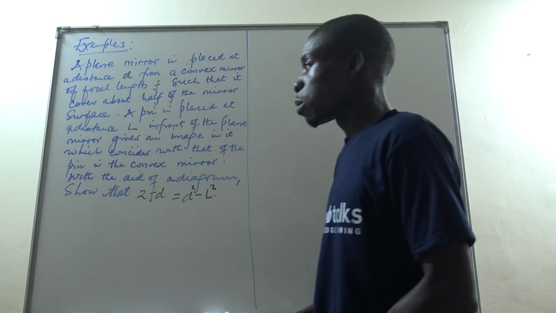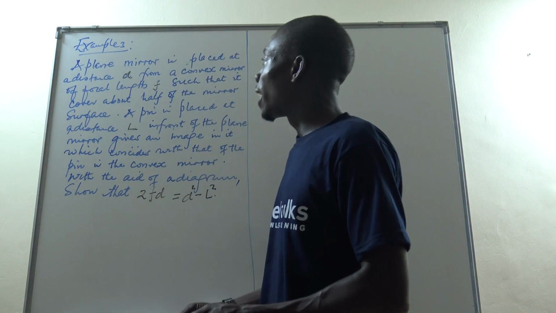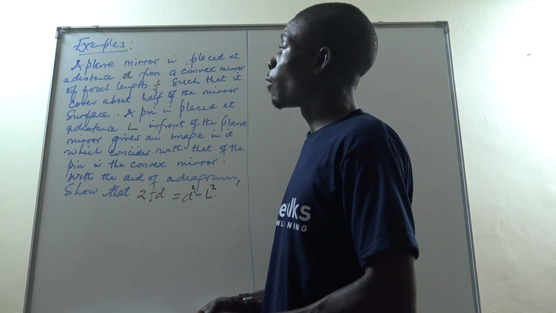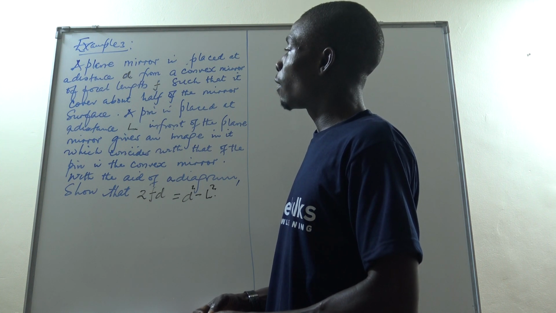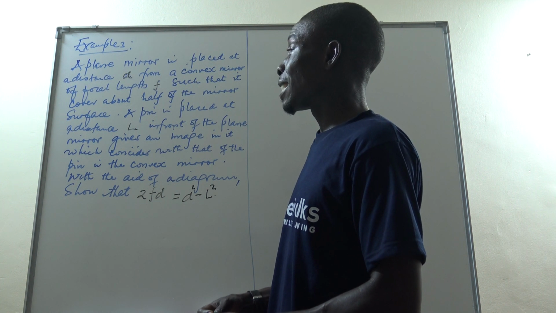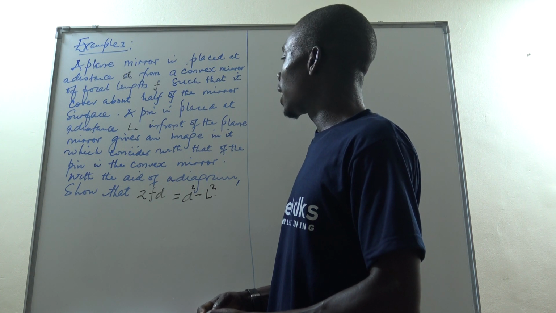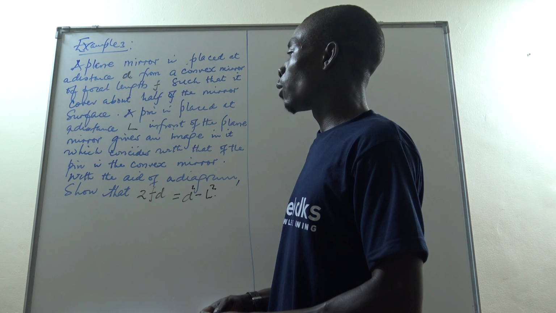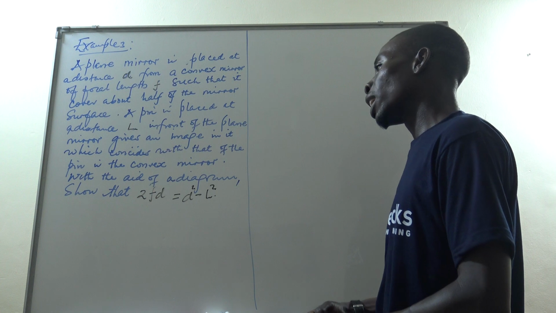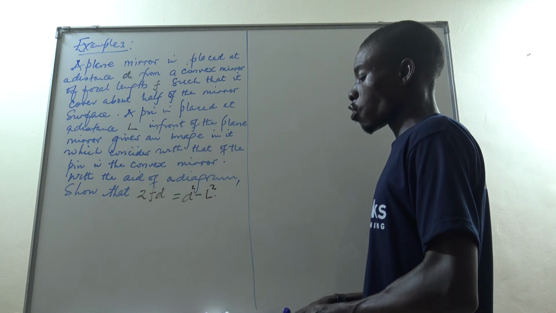This is our example 3, which is saying that a plane mirror is placed at a distance d from a convex mirror of focal length f, such that it covers about half of the mirror surface. A pin is placed at a distance L in front of the plane mirror, giving an image in it which coincides with that of the pin in the convex mirror. The same, with the aid of a diagram or illustration, you should show that this expression is very right.